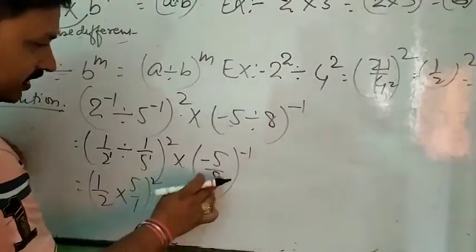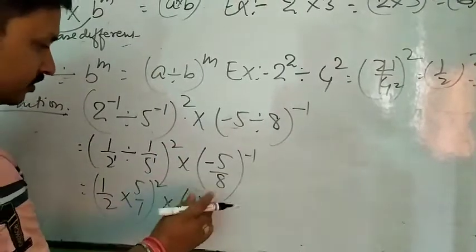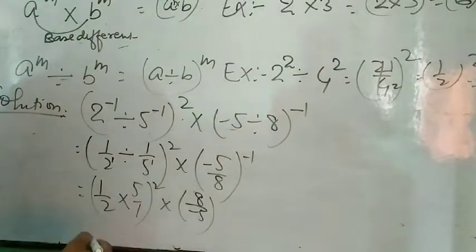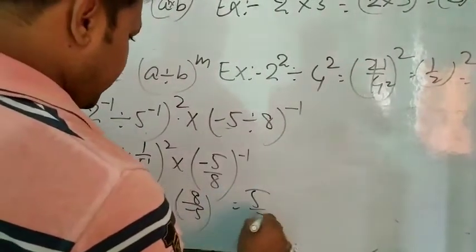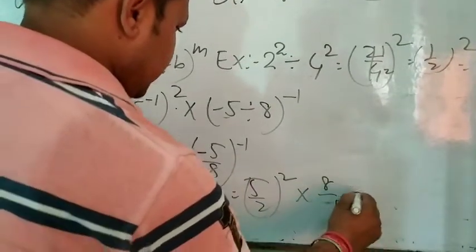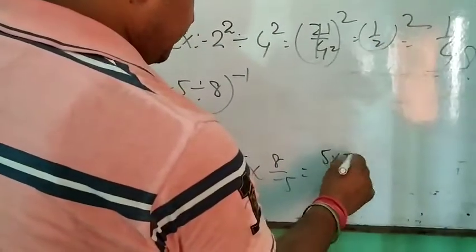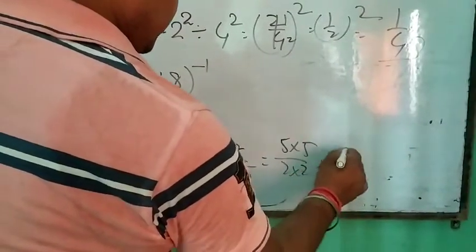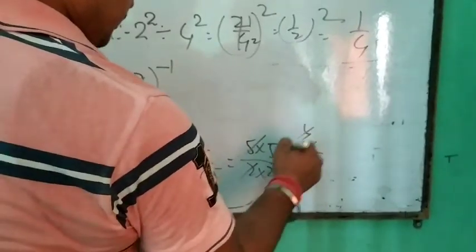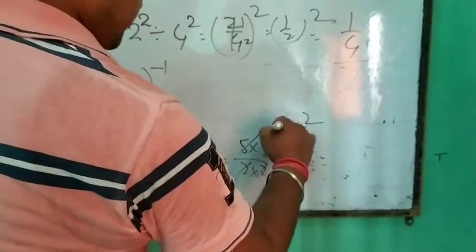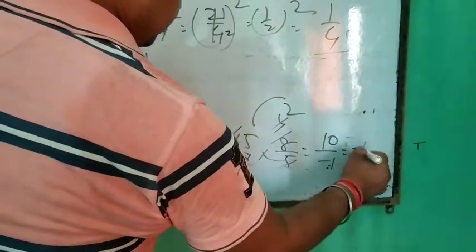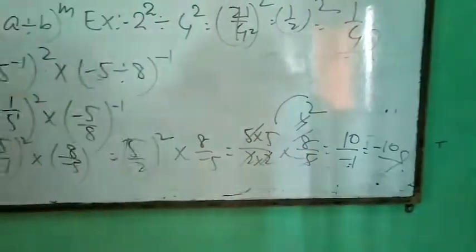Sorry, it becomes its reciprocal and negative, so it is 8 by minus 5. That means (5 by 2) the whole square into 8 by minus 5. That means 5 into 5 by 2 into 2 into 8 by minus 5. 5 cancels, 2 fours are 8, 2 fives are 10. 10 by minus 1, that means minus 10, and that's your answer.